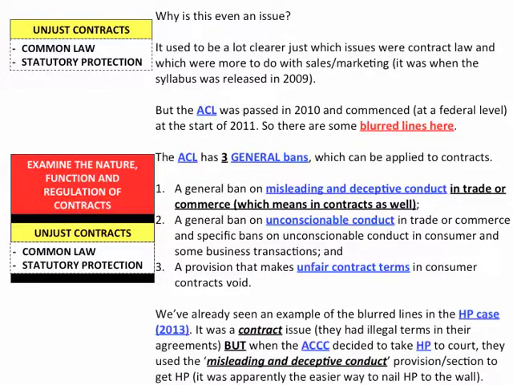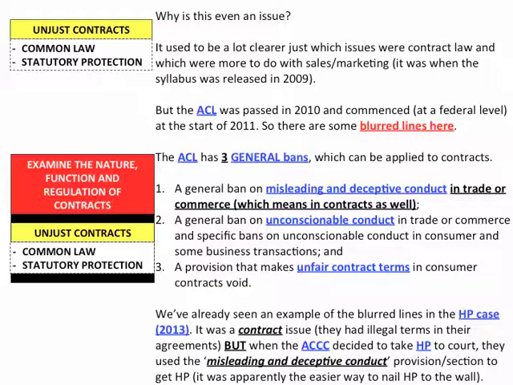So we've already seen an example of these blurred lines. If you remember the HP case, the Hewlett-Packard case, yes, it was a contract issue. They did have illegal terms in the agreement and leading up to the agreement, as what they were told. But the ACCC didn't really focus on that. They focused on the misleading and deceptive conduct, that first general ban, as a way to nail HP to the wall because they just had to prove that there was conduct that could end up misleading or deceiving people. And that was much easier than to say, okay, well, let's just look at the contract here. It was, let's look at all of the behavior, including the contract and everything before it and everything after it. So we're going to look at it as a whole and we're going to use that general ban.